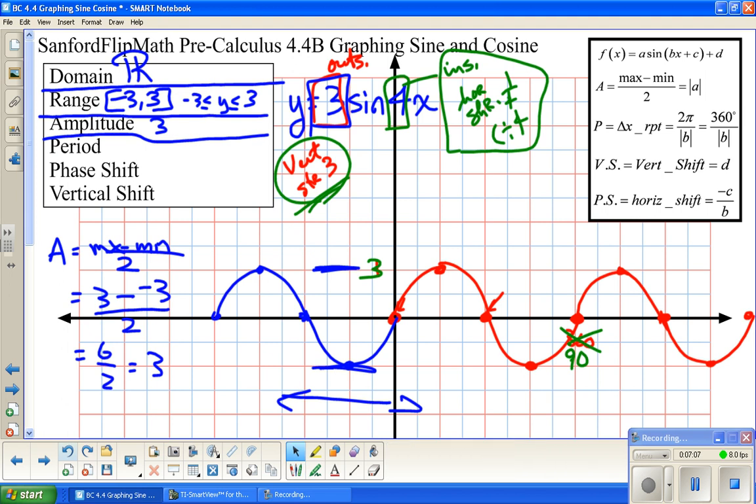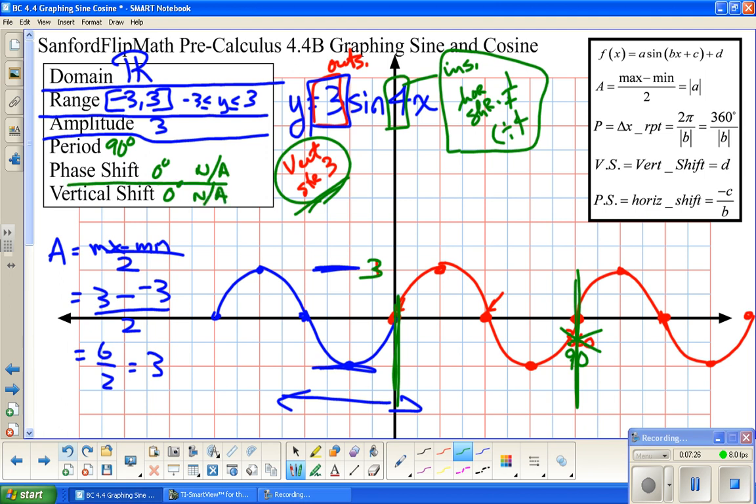Okay, the period is how long it takes, the change in x, before it starts repeating. So this goes from 0 to 90 before it starts repeating, so the period is 90 degrees. There are no shifts either way, or if you want, say 0, or if you want to say not applicable, or, ha, you can't fool me, Mr. Sanford, I know what it is, none. So that works too.